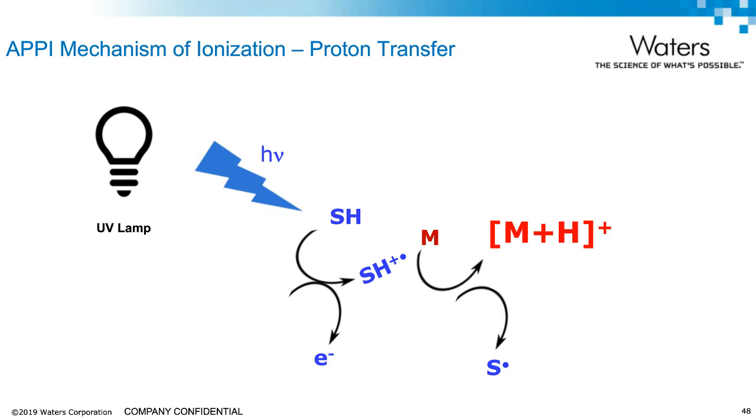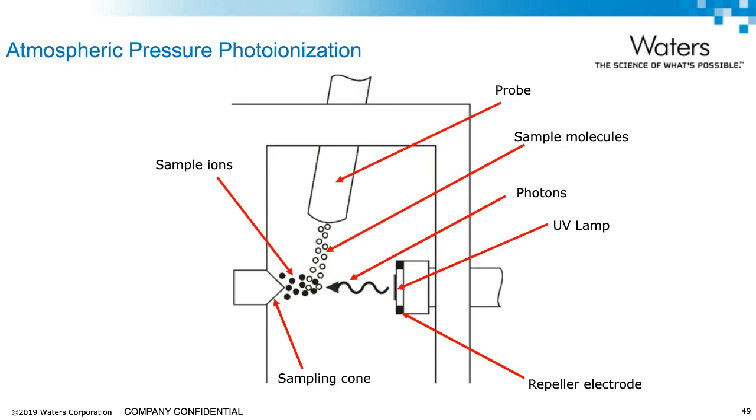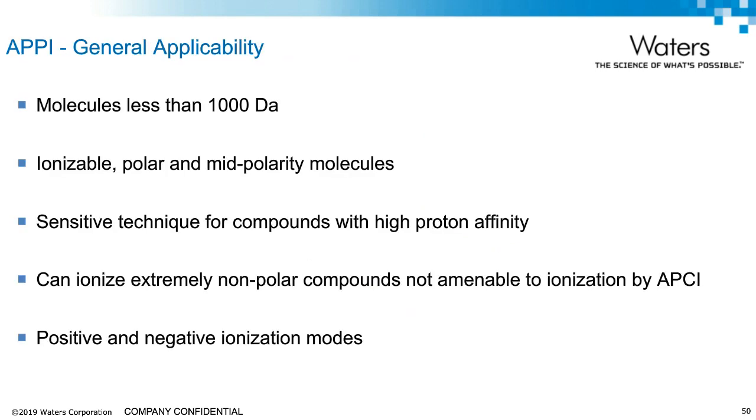Here is a schematic of the APPI source. Molecules enter from the top via a probe and are sprayed into the ion source. The UV lamp is on the right-hand side. It shines photons onto the sample molecules to create ions. Once ionization has occurred, ions are pushed towards the mass spectrometer using a repeller electrode and enter the mass spectrometer via the sampling cone. APPI can provide functionality and ionization not available via other atmospheric techniques such as APCI or ESI.